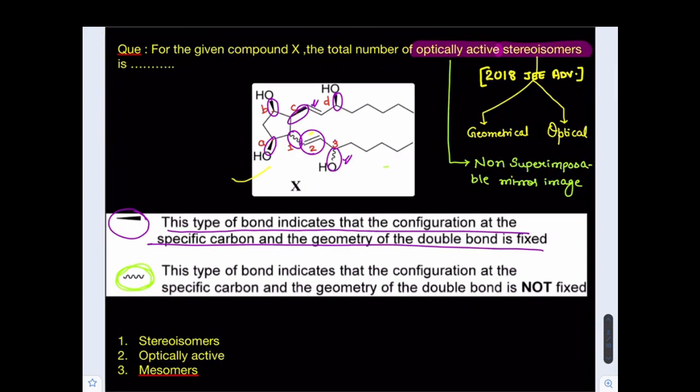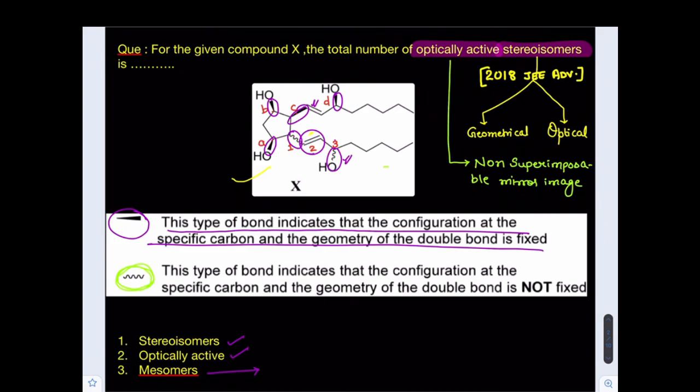Now, three terms we have used, that is stereoisomers, geometrical, which I have just used in describing, and optically active stereoisomers. Now, what are mesomers? So, you may ask, is it possible that a compound is an optical isomer but is still optically inactive? The answer is yes, and then they are called mesomers.